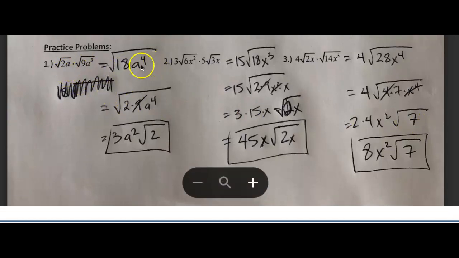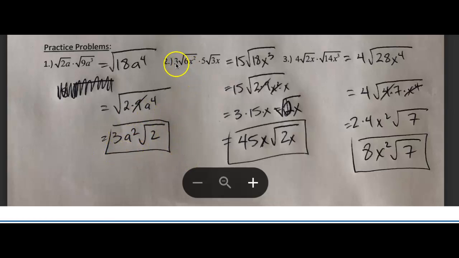A times a to the third is a to the fourth. All I did is break the 18 down to show the perfect square, which is 9. So 2 times 9 is 18. A to the fourth comes down. I take out the square root of 9. It's 3. I take out the square root of a to the fourth. I probably should have crossed that out. Square root of a to the fourth, remember, is just cut the exponent in half. So it's a squared, and this 2 stays in the radical. So final answer, 3a squared radical 2.